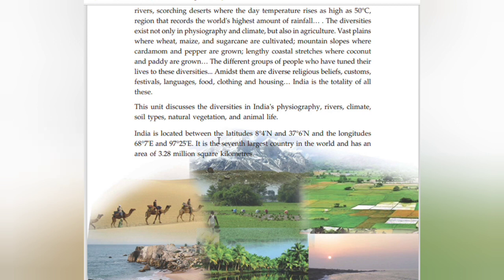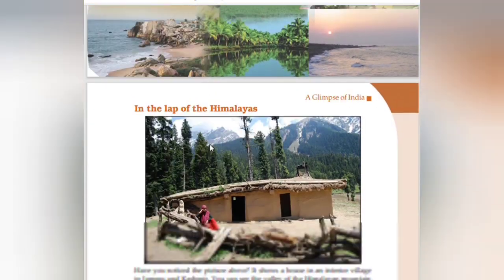India is located between the latitudes 8 degree 4 minutes north and 37 degree 6 minutes north, and the longitudes 68 degree 7 minutes east and 97 degree 25 minutes east. It is the seventh largest country in the world and has an area of 3.28 million square kilometers.